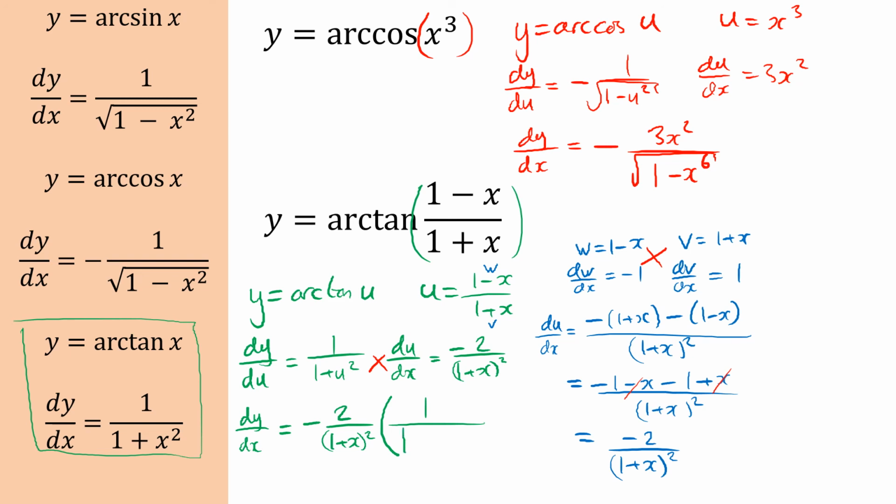So 1 plus, and then u is (1 minus x) over (1 plus x), squared. Now, I'm sure there's things we can do with that to make it nicer, but you know what? I'm not going to do them. I'm just going to answer the question that's in front of me, which is to differentiate arctan of (1 minus x) over (1 plus x). So yeah, hope that makes sense.